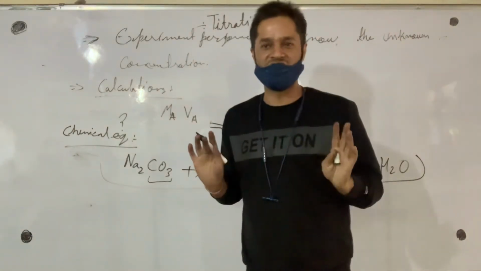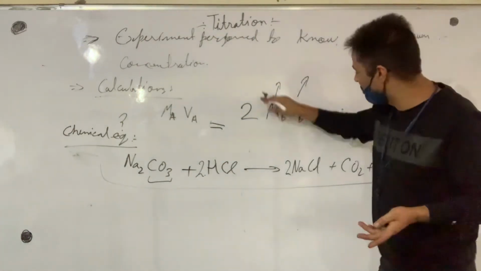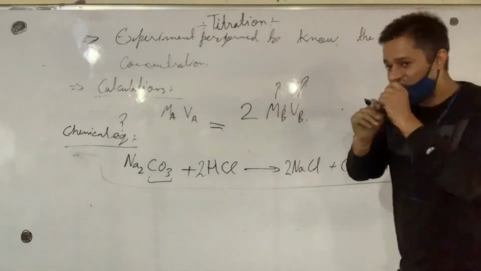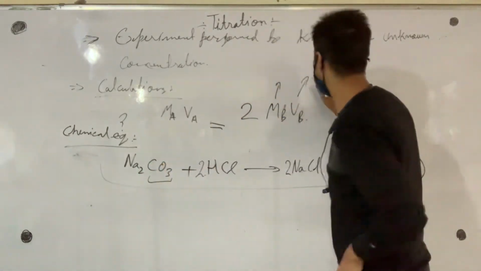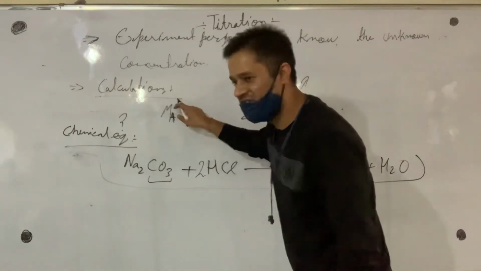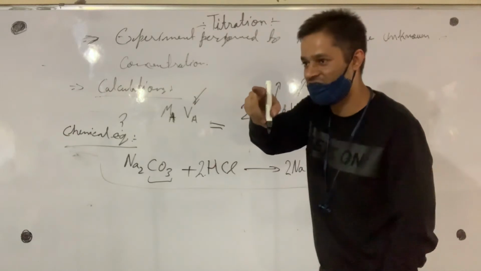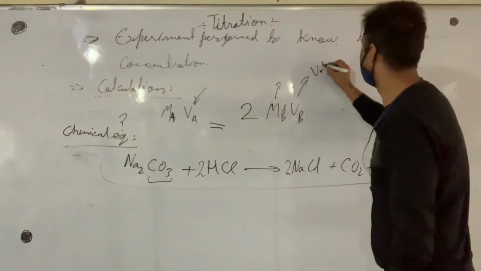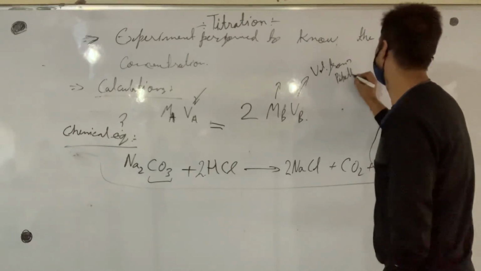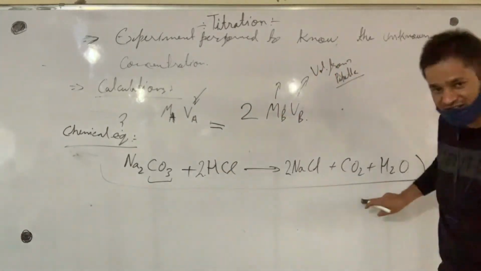Concentration of one solution is known. So this will be given, how many liters, how many ml this is dissolved. This will also be given. Or this will be the volume of the pipette. You can write, if this is molarity of acid, this will be volume from the burette, I told you, and this will be volume from the pipette. How much you have added for this reaction? That is the main point.